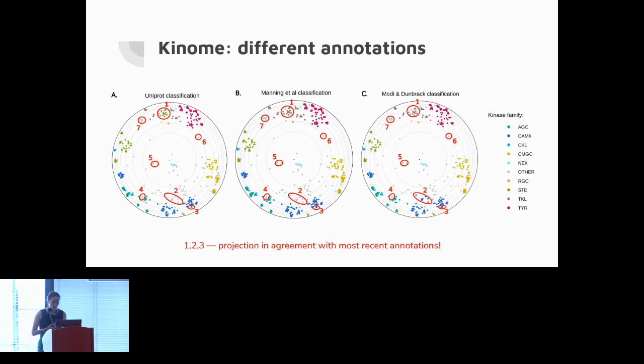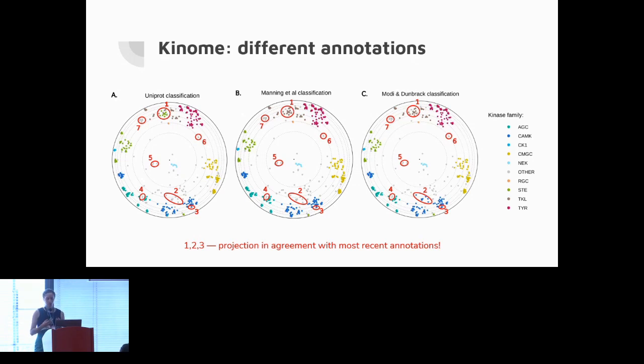And in group number 1, there are some STE kinases which were wrongly attributed to this class in the UniProt annotation several years ago, and now were re-annotated in the correct way. Which also, if you look at this projection, became much clearer even without performing much more complex phylogenetic studies.